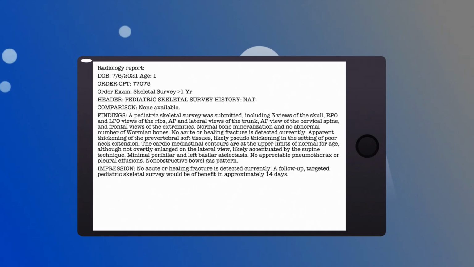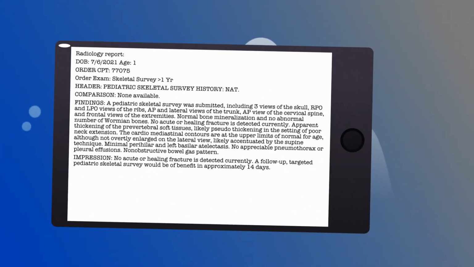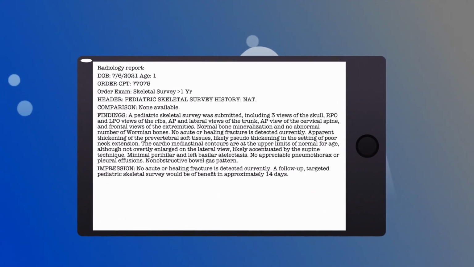Let's look at the patient's age: 1 year old. CPT code selection. Views included: skull 3 views, ribs 2 views, trunk 2 views, cervical spine 1 view, extremities AP views. Total views cover the axial and appendicular skeleton. This qualifies for CPT code 77075.